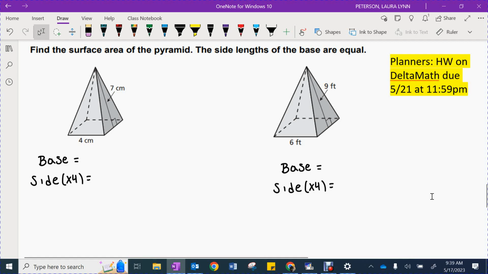Hey guys, we are going to go through the warm-up and the last page of our note packet for today. This is your final lesson of the school year. Woo! You're done learning new things after today.